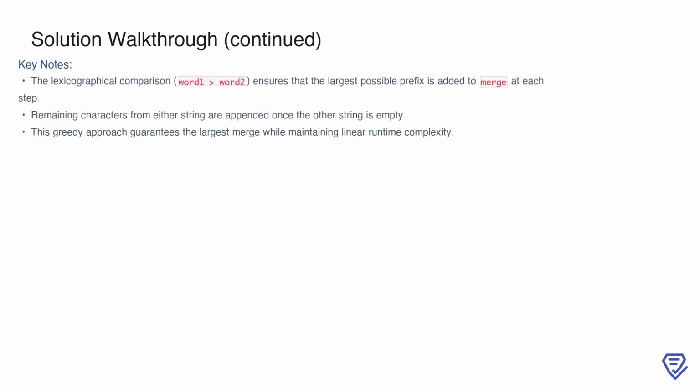This approach relies on lexicographical comparisons to ensure the largest possible prefix is added to merge at each step. The greedy strategy we use guarantees that we always build the largest merge. Once one of the strings is empty, we append the remaining characters of the other string to merge. This ensures correctness while maintaining linear runtime complexity, making the solution efficient and robust.